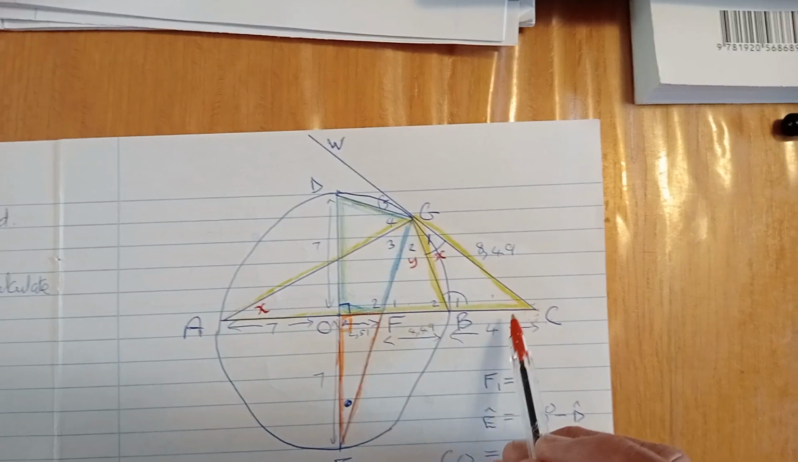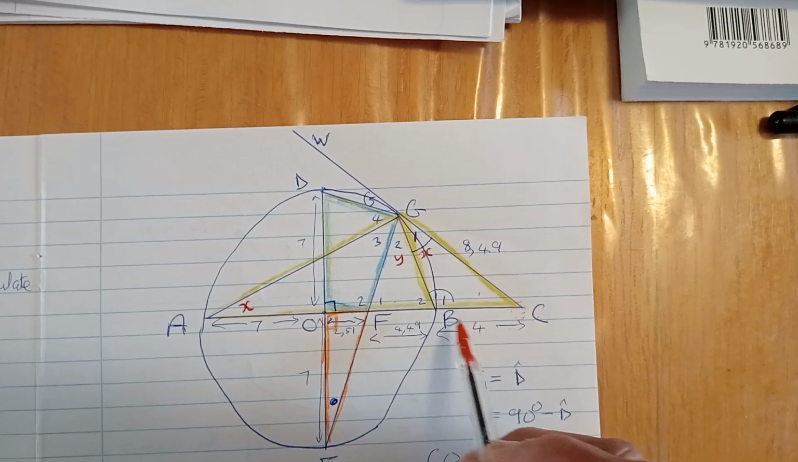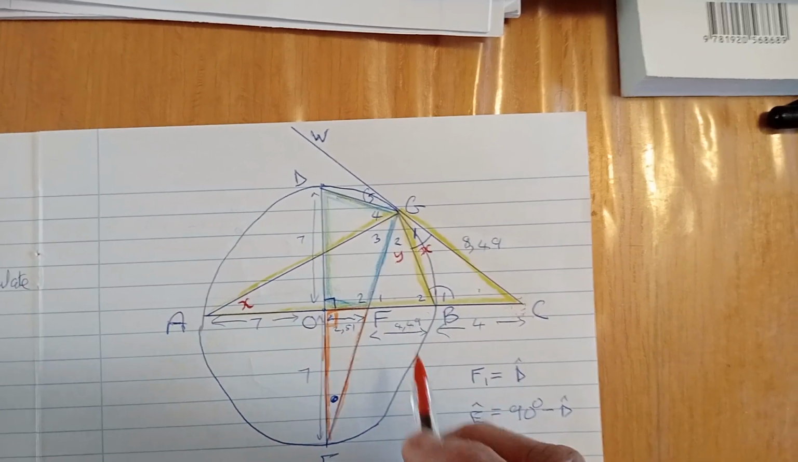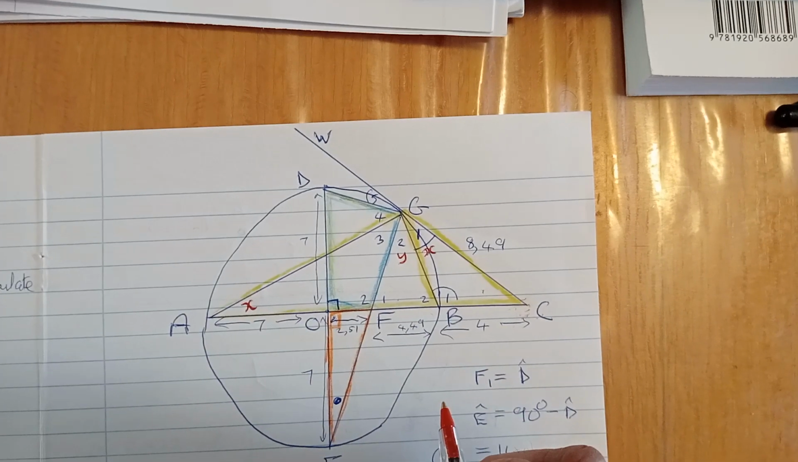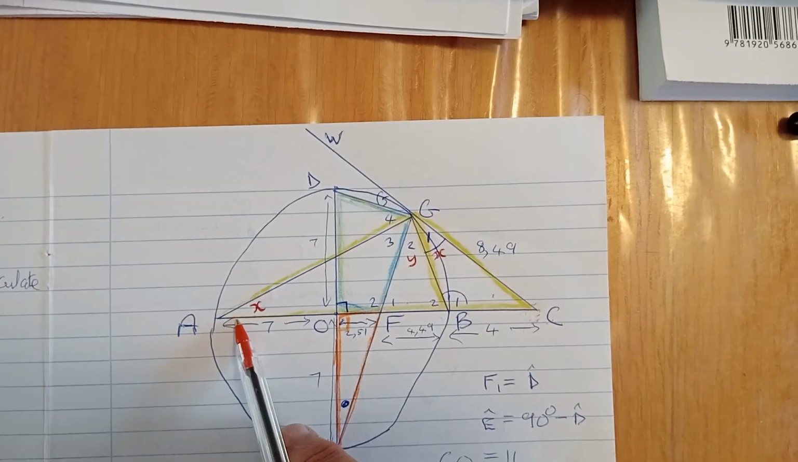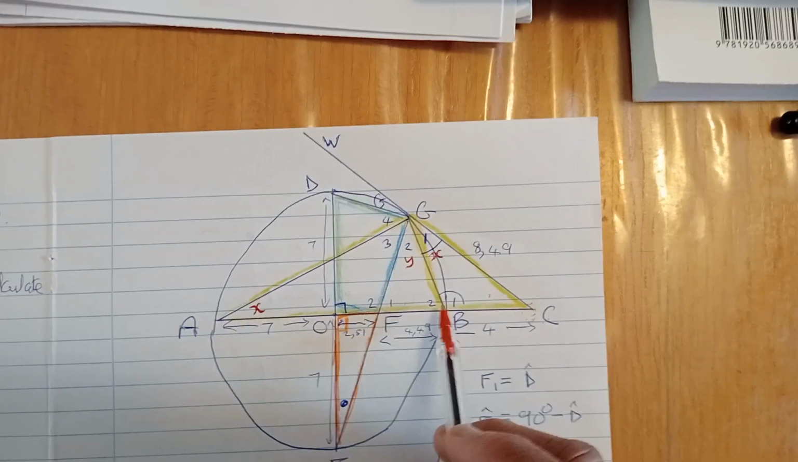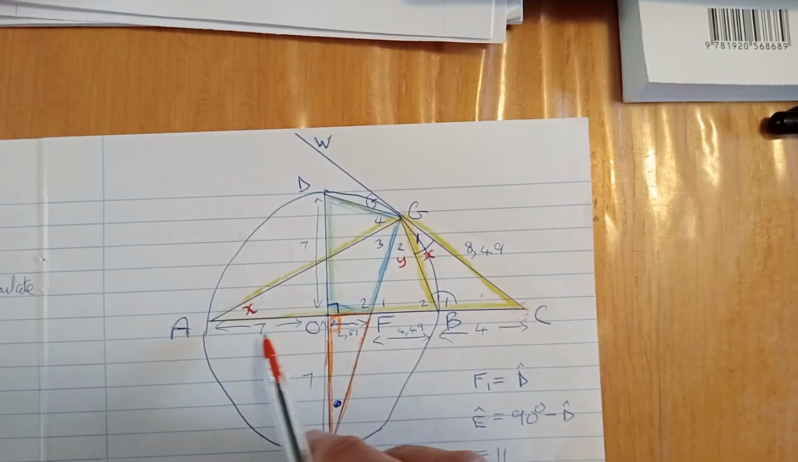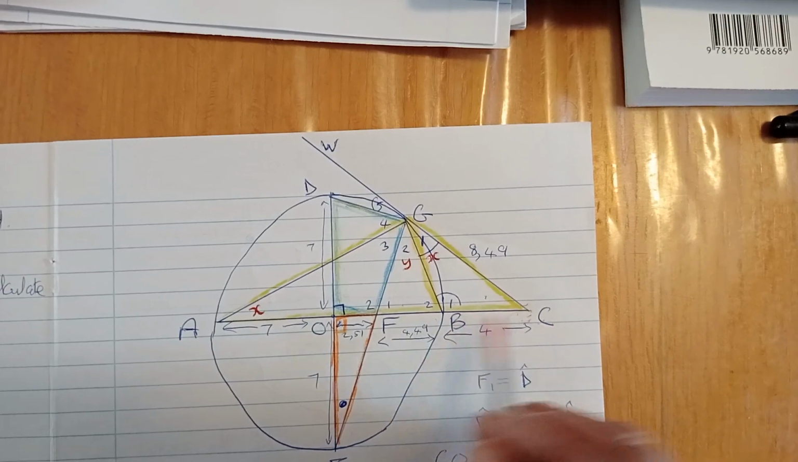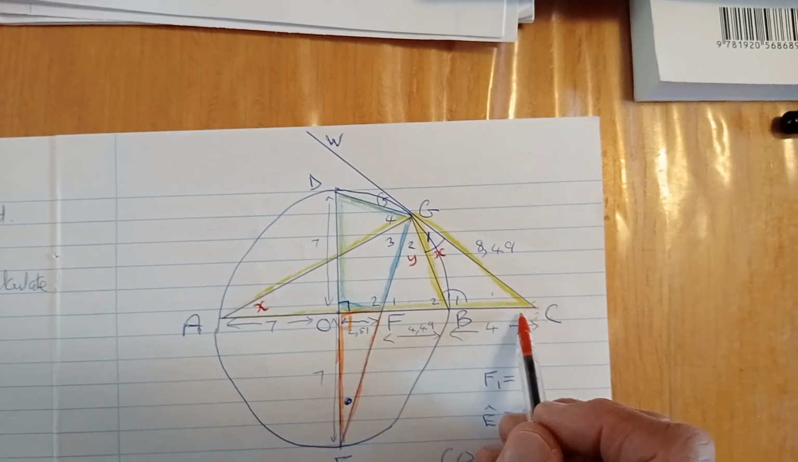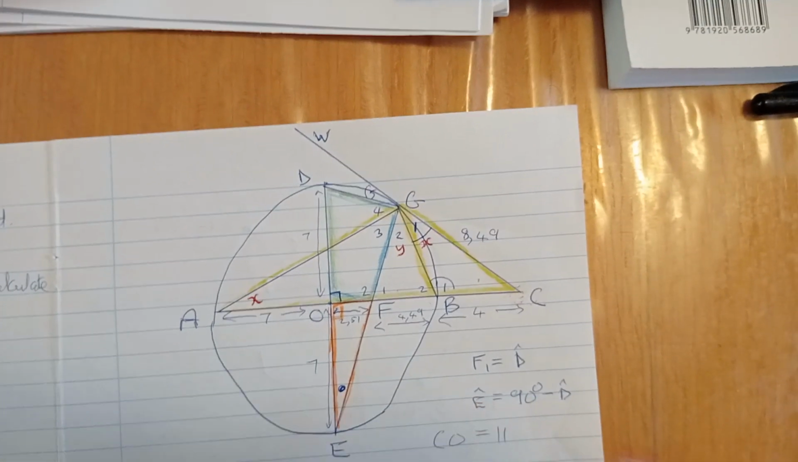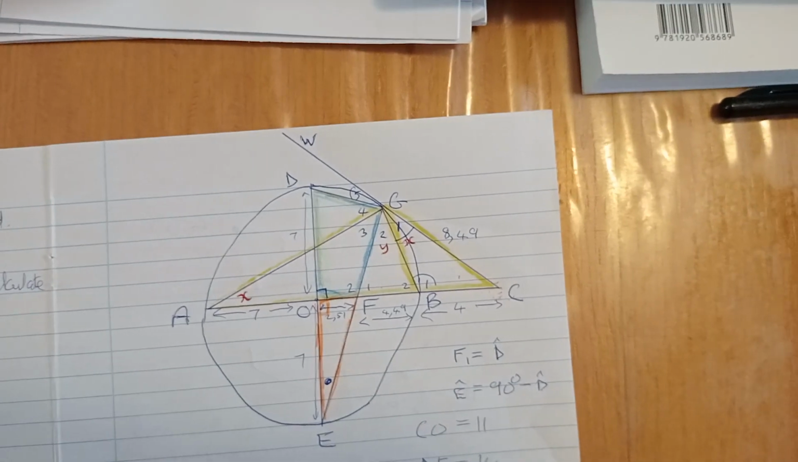Now we've got the length of BC, we've just proven it. And so we've got a length there in that triangle, and we can calculate the length of AC, which is just the diameter plus 4. So AC is going to be 14 plus 4, which is 18. So let's see if we can use that.